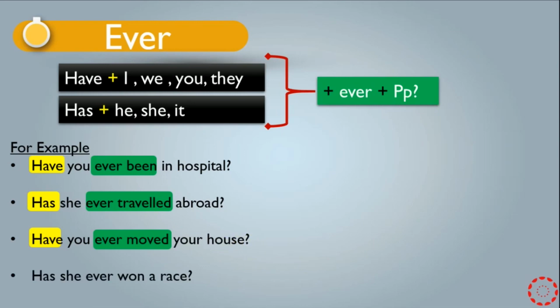Has she ever won a race? We have has here at the beginning because our subject is she, and ever won a race. So we said ever will come after the subject, and after ever we should have the past participle of the verb, which is won.